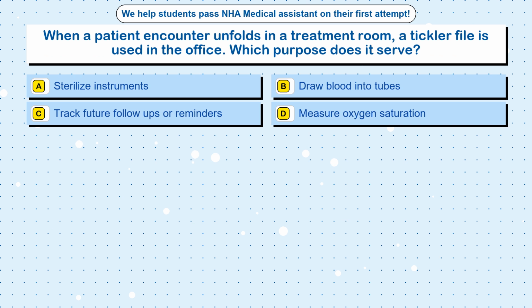Question 66. When a patient encounter unfolds in a treatment room, a tickler file is used in the office. Which purpose does it serve? Option A, sterilize instruments. Option B, draw blood into tubes. Option C, track future follow-ups or reminders. Option D, measure oxygen saturation.